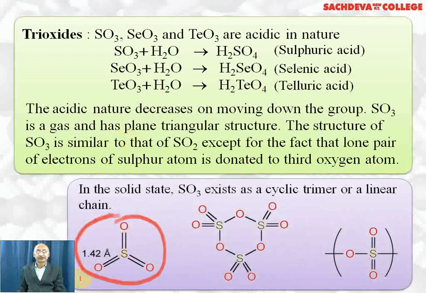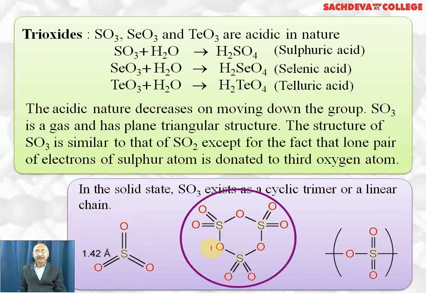This is the structure of SO3 in the gaseous state. All the bond lengths are equal, 142 picometer or 1.42 Angstrom. Here there is one p-pi bond and there are two p-pi d-pi bonds in SO3. The structure of SO3 is similar to SO2. The only difference is that here the lone pair is replaced by a sulfur-oxygen double bond. Here it is sp2 hybridization, and the bond angle is 120.